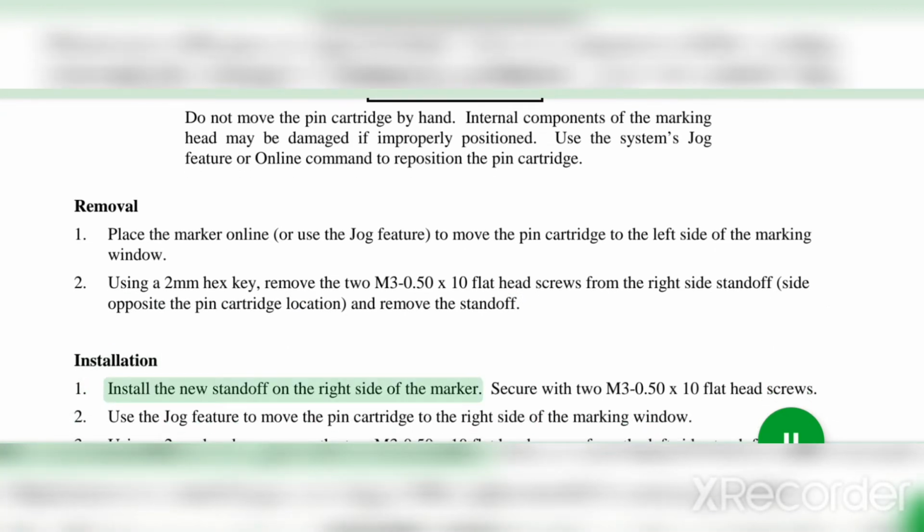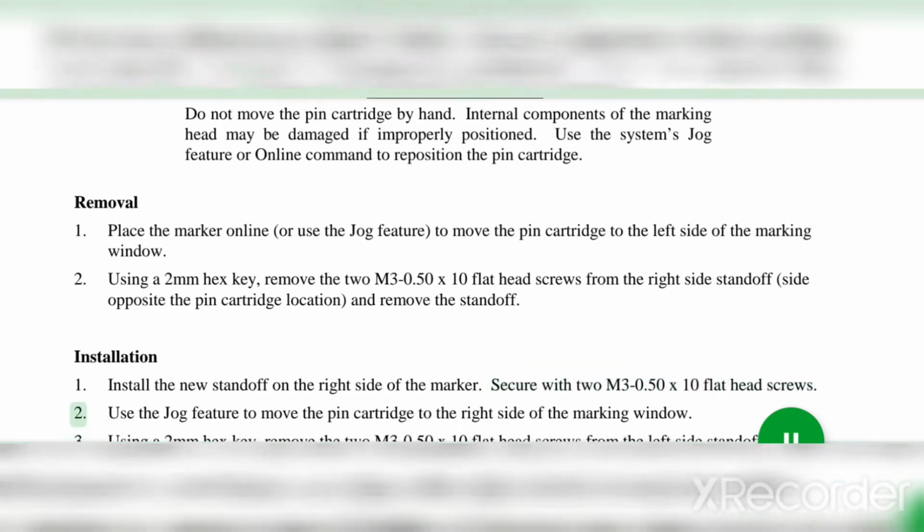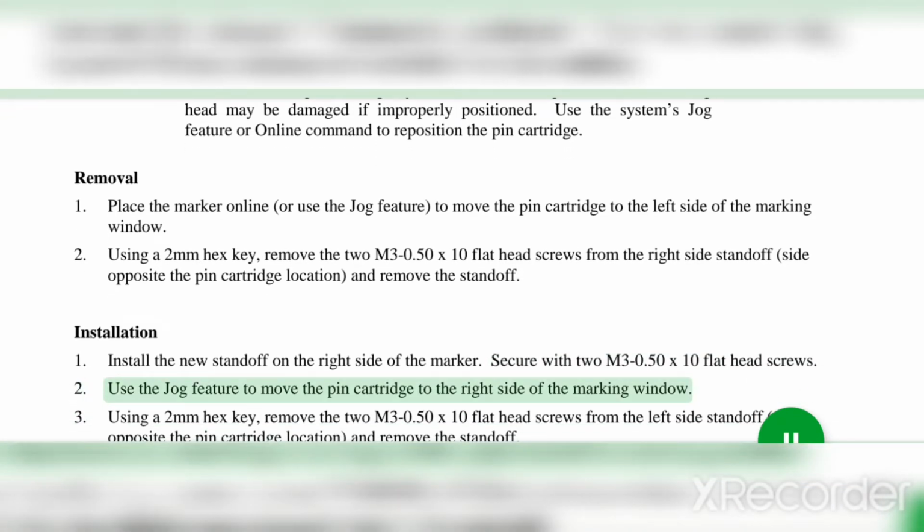Installation. 1. Install the new standoff on the right side of the marker. Secure with 2 M3-0.50x10 flathead screws. 2. Use the jog feature to move the pin cartridge to the right side of the marking window. 3.